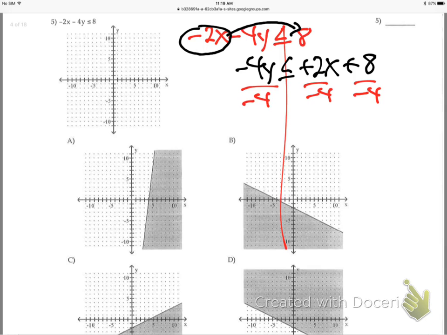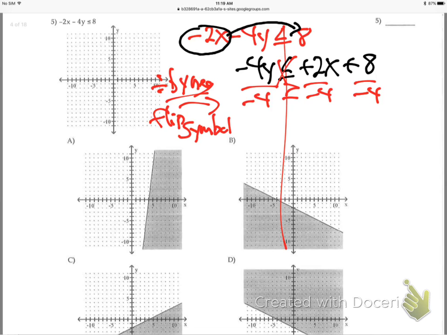So does that make sense? So divide by -4. And what do I got to do? Flip it. Is everybody good with that? Super important. That's the step that fools a lot of people, right? I'm dividing by a negative. So flip the symbol. Right? So right there, boom, I've got to turn the symbol the other way. When you divide by a negative, you got to turn the symbol the other way.